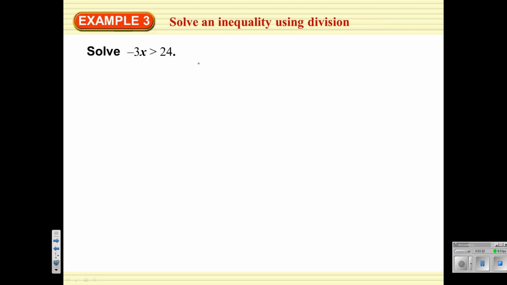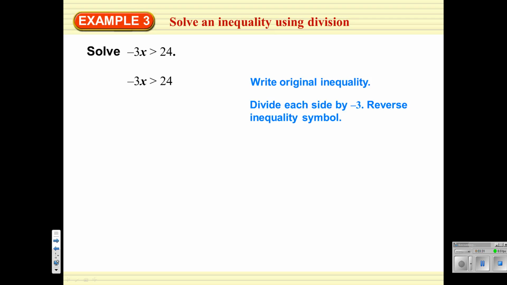Okay, so here's our next one. Solve an inequality using division. So this time, it's -3 times x. So we are going to divide both sides by -3. And again, notice the symbol. It goes from greater than to less than because we are dividing both sides by a -3. And -3 divided by -3 is 1. And x is less than -8 because 24 divided by -3 is -8.